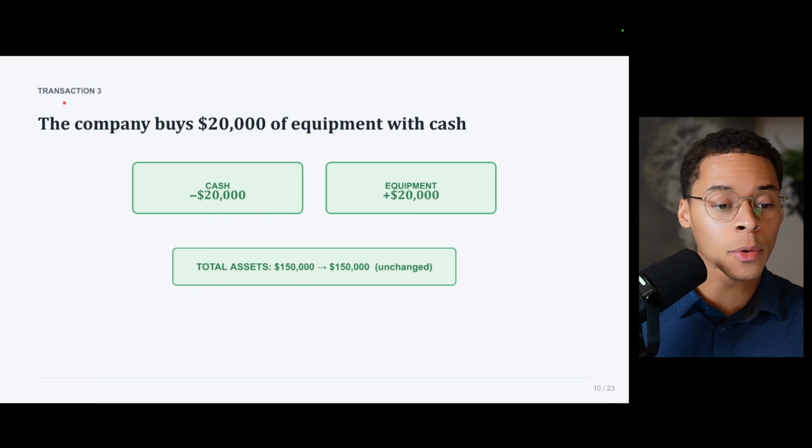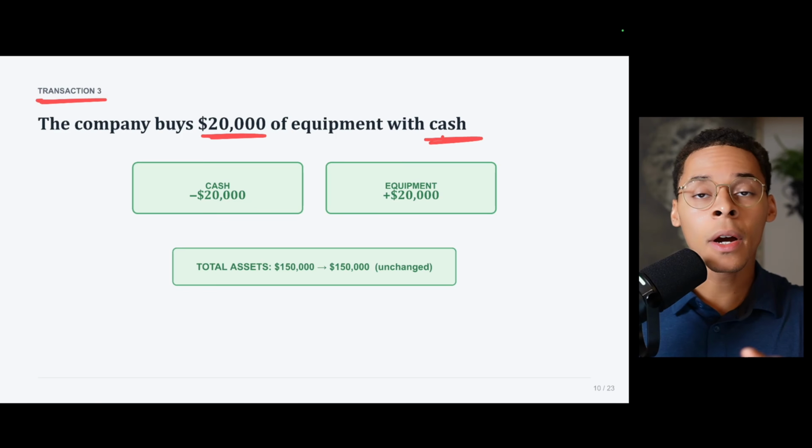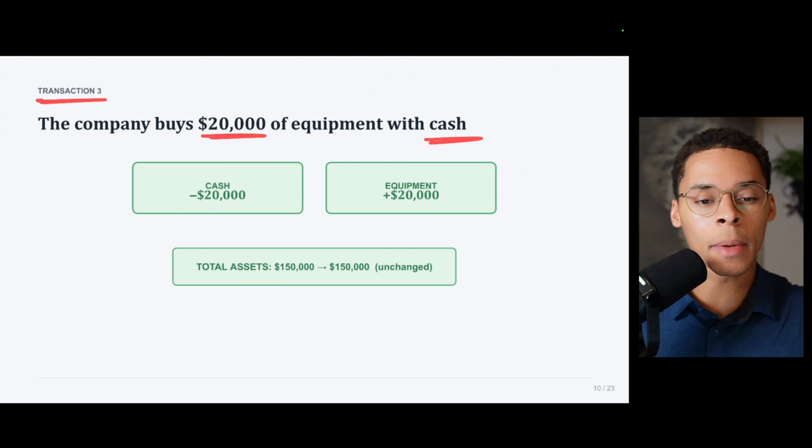For transaction number three, let's say that a company buys equipment worth $20,000 with cash, okay? Now, this is a rather unique transaction because claims aren't going to be impacted here. Liabilities and equity aren't going to be touched by this transaction. Only total assets are going to be impacted by this transaction. And let me show you what I mean by this.